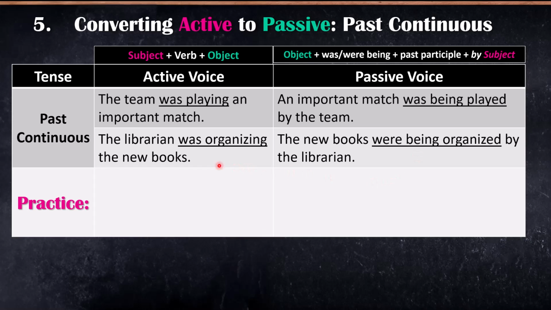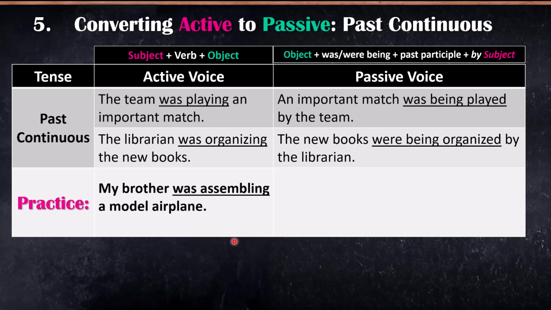Another example, the librarian was organizing the new books. And the passive, the new books were being organized by the librarian. We use were because books is plural. So now let's do some practice.